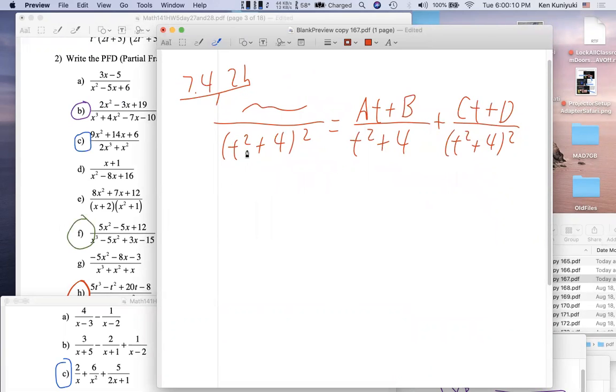So let's multiply both sides by the denominator here, the LCD, and get the numerator equals. All right, and you know the trick. Parentheses, right? At plus b. You know those grouping symbols will save you. The quantity at plus b.